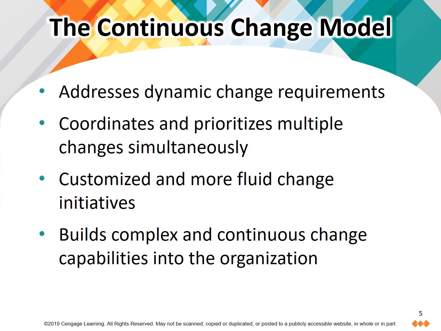So again, just a few words for the continuous change model: it addresses dynamic change requirements in the sense that while the model itself looks fairly simplistic, it is actually addressing very complex change requirements. It coordinates and prioritizes multiple changes simultaneously, whereas we can think about the action research model, because we are looking at it from such a specific area, as working on that same change, that one change over and over and over again.